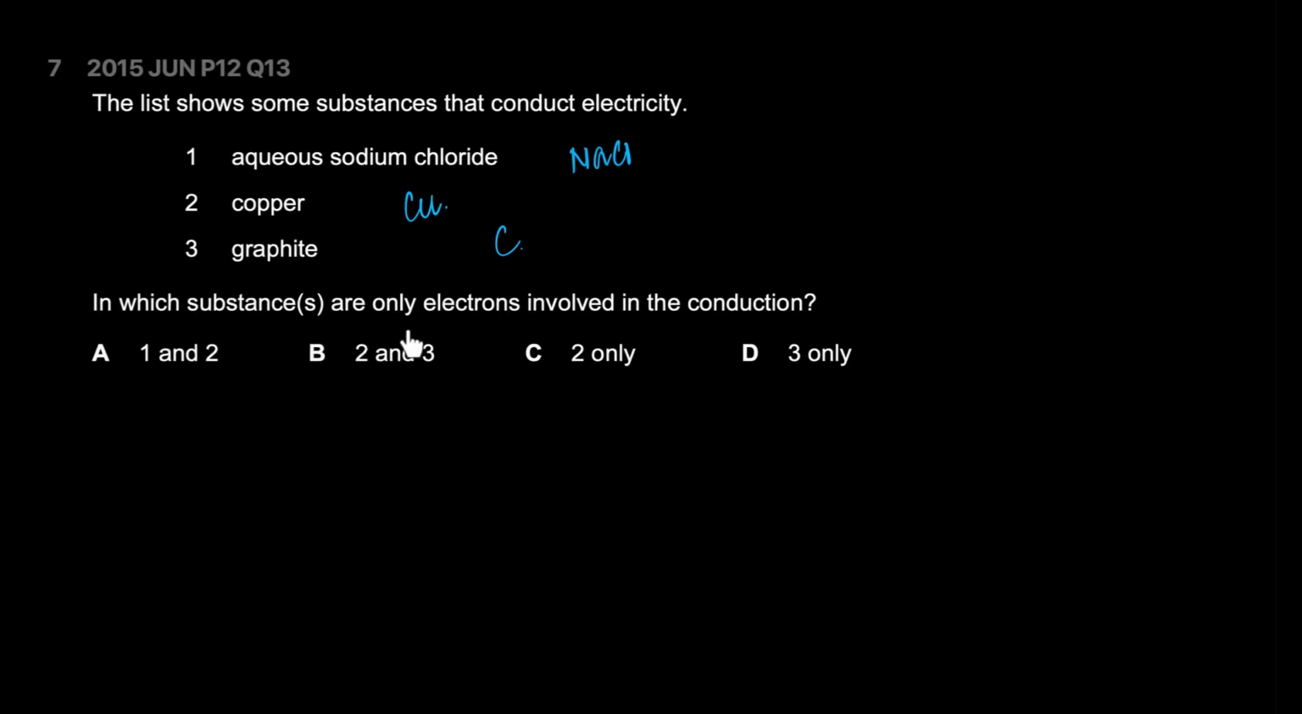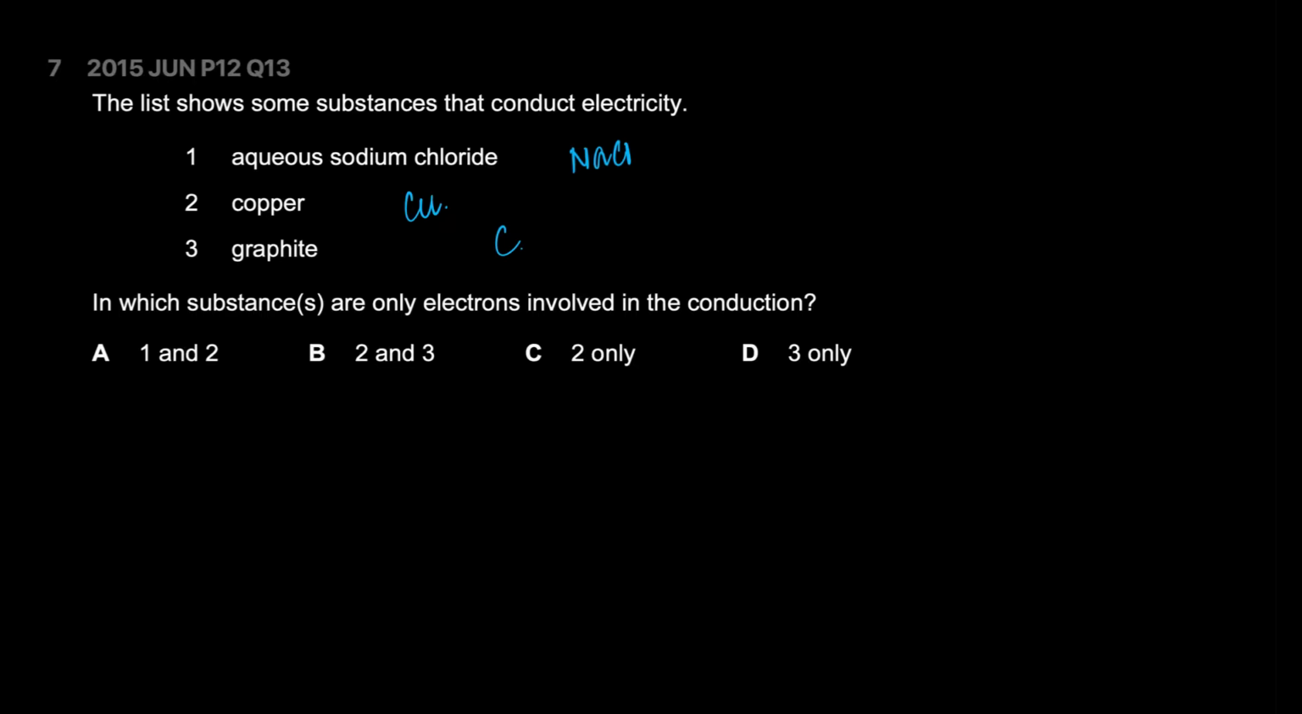Which substances have only electrons involved in the conduction? Well, over here there are no free moving electrons because the ions are free to move, and that's what allows the conduction for ionic compounds. Whereas for copper and carbon, graphite, the only non-metal that can conduct electricity, it is free moving electrons.